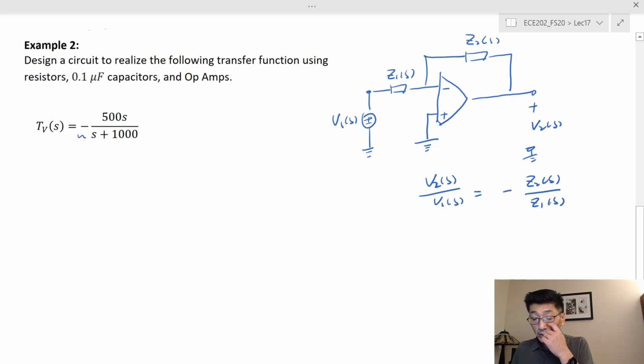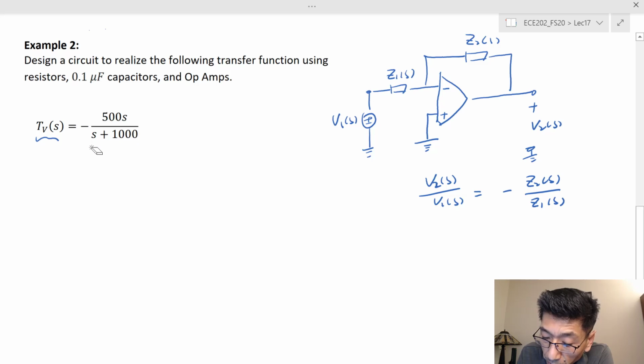So the goal here is we're trying to put this transfer function as the ratio of two impedances, and then we can realize those impedances by resistors and capacitors. Let's first try something. Can I take this as the impedance Z2, and this as Z1? In that case, you can't really realize S by using a capacitance, right? You would have to use an inductance.